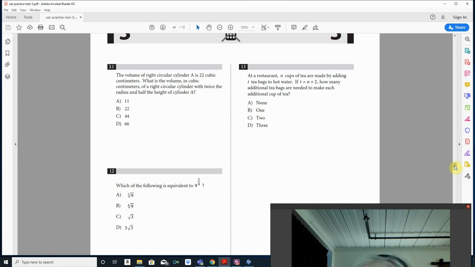So, how many additional tea bags are needed to make each additional cup? Oh, I see. So it's just going to be n plus 1 plus 2. It's going to be n plus 3. So then, yeah, it's just going to be t plus 1. All right, so fine. It's just B.